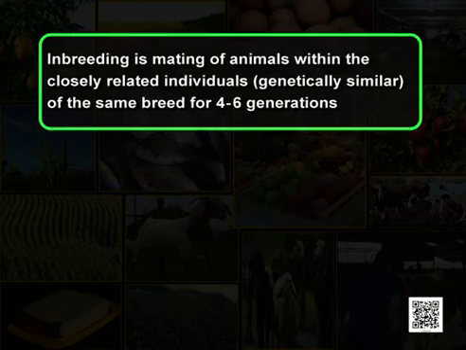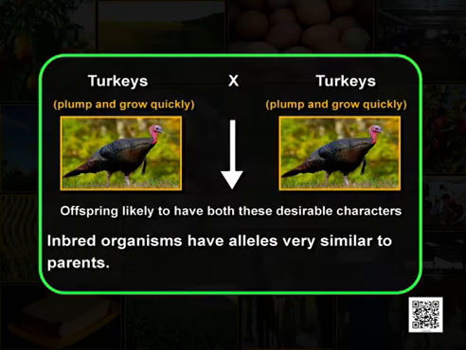Inbreeding is mating of animals within closely related individuals, animals which are genetically similar, of the same breed, for 4 to 6 generations. As you can see here, the male turkeys which are plump and grow quickly, as well as the female turkeys which are plump and grow quickly, are mated and we get an offspring which is likely to have both these desirable characters.